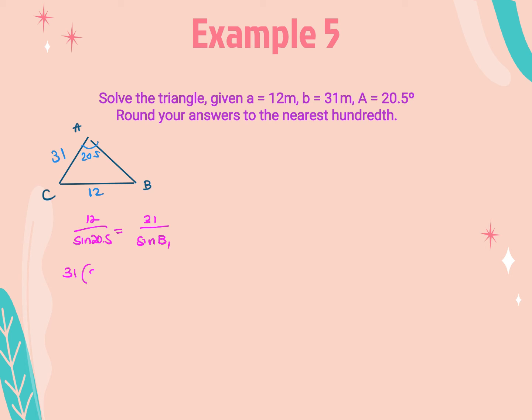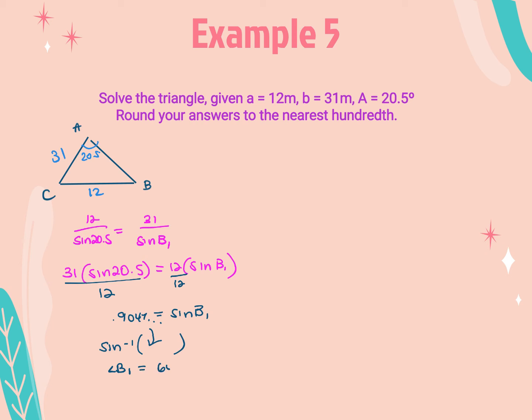Cross multiply: 31 sine of 20.5 equals 12 sine of B1. And then divide by 12. I get sine B1 equals 0.9047, and so on. So I'm going to do sine negative 1. I'm going to pull down that answer so that it's kept exact. 64.78. And I'm going to say that's B1.